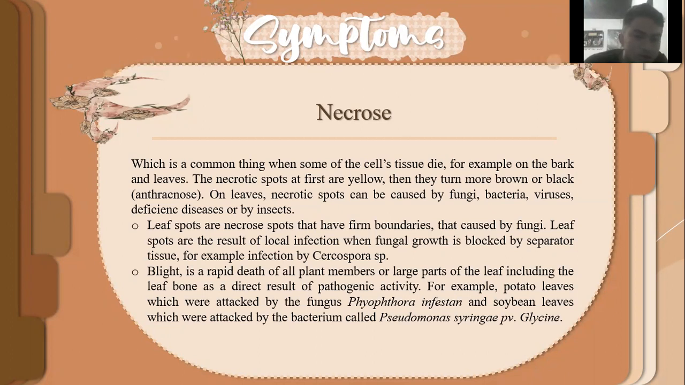Blight is a rapid death of all plant members or a large part of the leaf, including the leaf bone, as a direct result of pathogen activity. For example, potato leaves which are attacked by the fungus Phytophthora infestans, and soybean leaves which were attacked by the bacterium Pseudomonas syringae pv. glycinea.